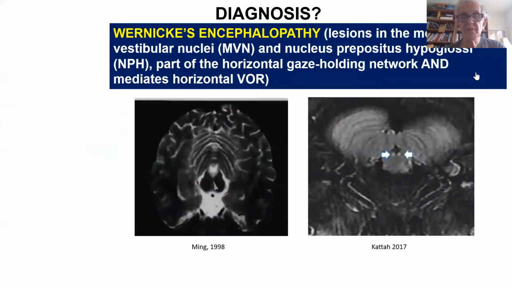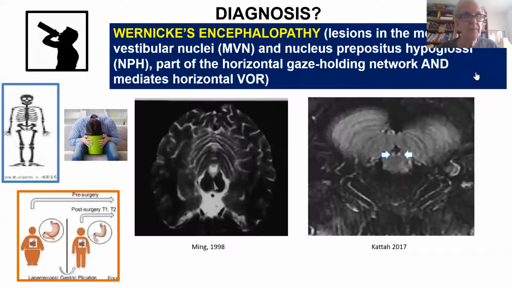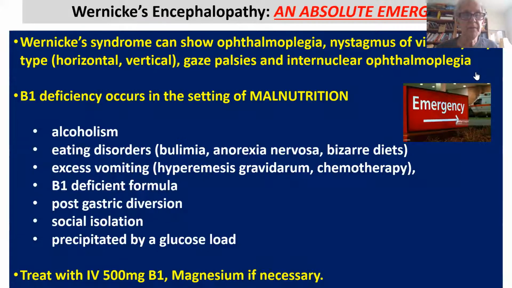Here's the lesions. Smack in the floor of the fourth ventricle, right where the area postrema is, right where the medial vestibular nucleus is, and next door, the nucleus prepositus. You can see it on the right-hand image. Those two little bright circles are smack in the medial vestibular nucleus. So think of the causes of this syndrome. This gal had hyperemesis gravidarum.